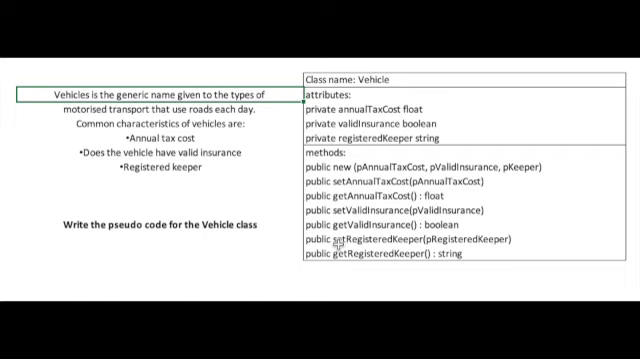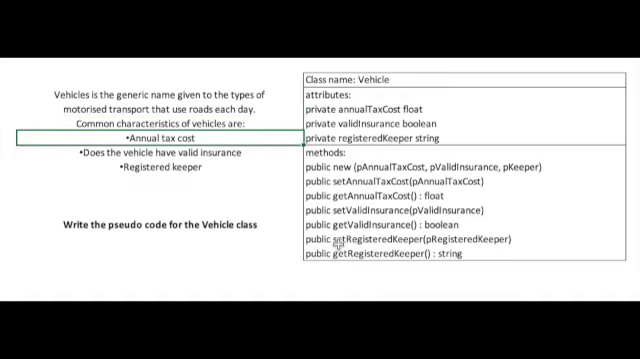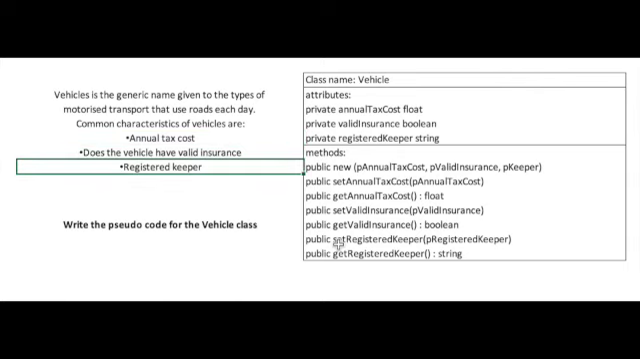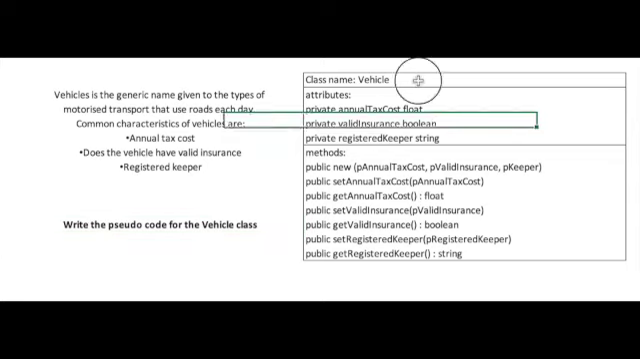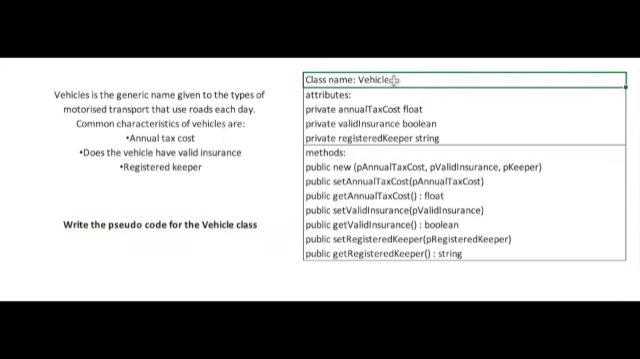Vehicles is a generic name given to the types of motorized transport that use roads each day. Common characteristics of those vehicles are the annual tax cost, does the vehicle have valid insurance, and who the registered keeper is. And the task in hand is asking us to write the pseudocode for the vehicle class. So let's now just take a moment to look at the UML class diagram.